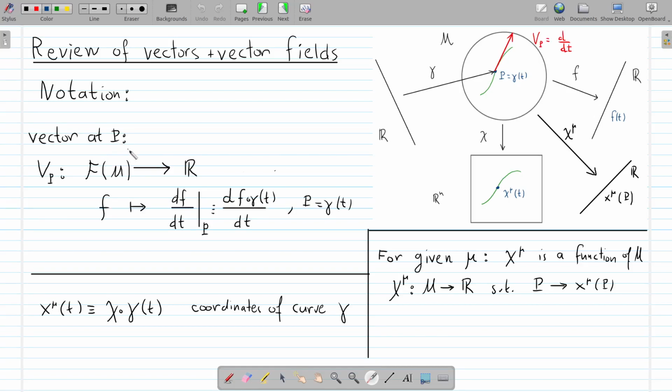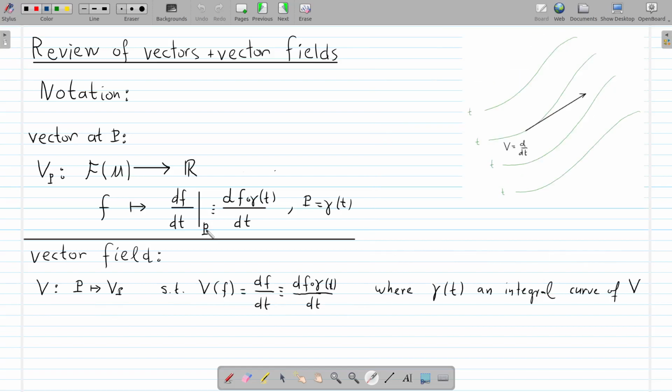A vector at the point P can be thought of as acting on any function on M and giving us a real number, such that a function f is mapped to its directional derivative at the point P. Then, a vector field is a vector defined at every point of the manifold M, and we see that the action of the vector field on a function will give us the directional derivative of f at any point of the manifold M, which is equal to the directional derivative here along an integral curve of the vector field V. So you see this is an integral curve, and one can take the directional derivative of f along this curve.